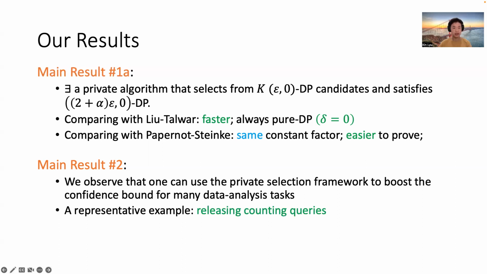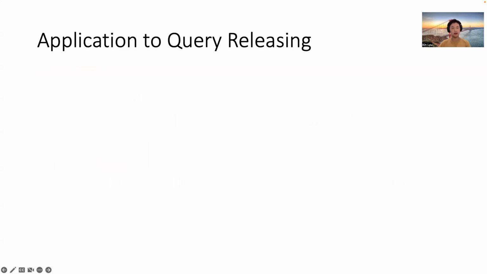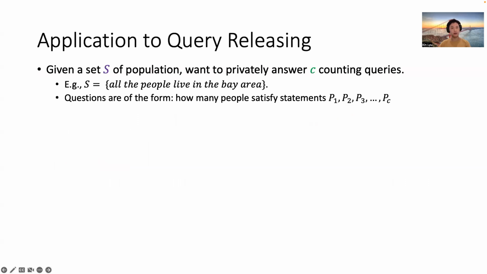Maybe a representative example is the problem of releasing counting queries. So let's see the application now. Let's describe the problem first. Here, we are given a set S of population, and we want to privately answer C counting queries. For example, the set S can be all the people living in a particular area, and we are interested in a bunch of counting queries. Each query is of the form: how many people in your set satisfy the statement P? Okay, so this is the counting query.